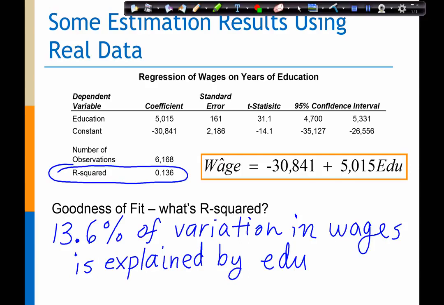So basically we have all this data on wages, and obviously there's some variation in wages because everyone has different wages and many people have different levels of education. So education explains about 13.6% of the variation in wages that we observed. So obviously there are other variables that we're not accounting for that explain the other 100 minus 13.6% of the variation in wages.